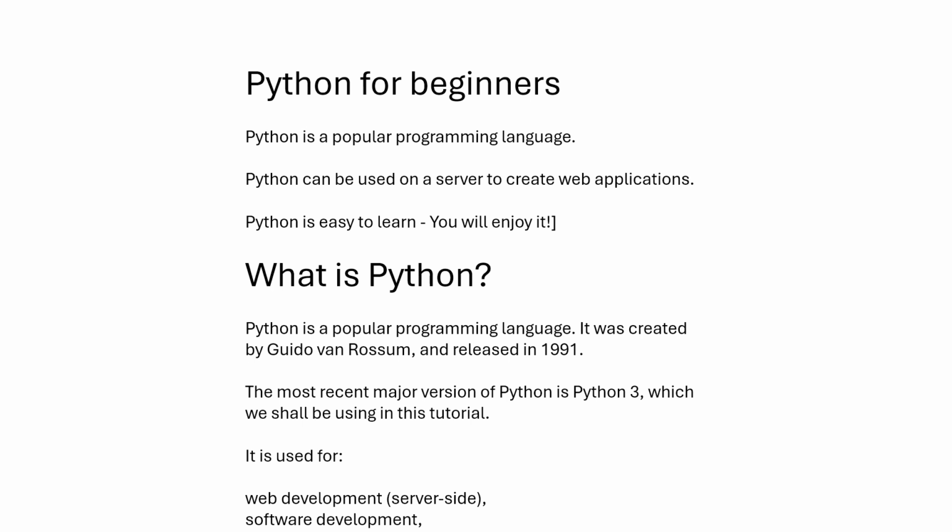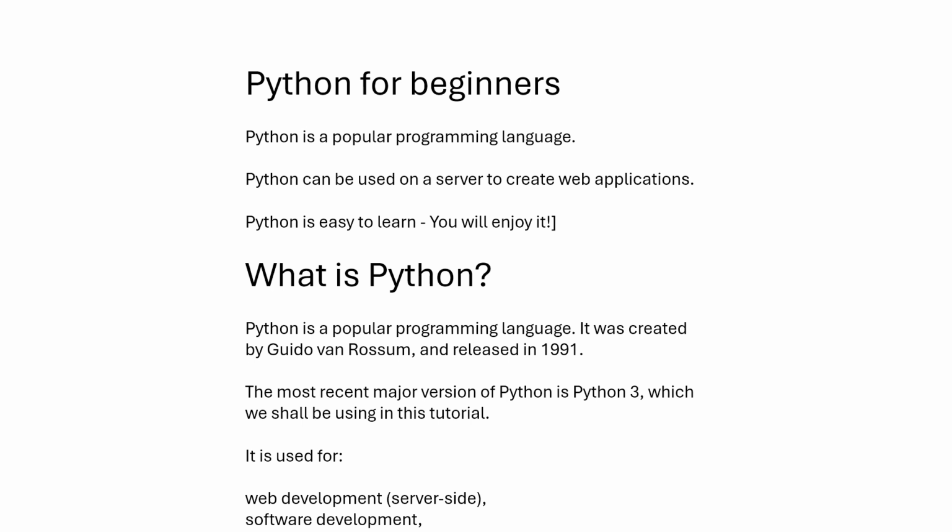Okay, so let's begin. Python is a popular programming language for sure. Everybody knows that. Nowadays, everything that you will be doing when it comes to programming, most likely you might encounter Python because you can use Python for AI, for data science, for a lot of things. Python can be used on a server to create web applications. Python is easy to learn, very easy, like English. If you understand English, you can already code like 5% in Python because Python is like English. You will enjoy it, to be honest with you.